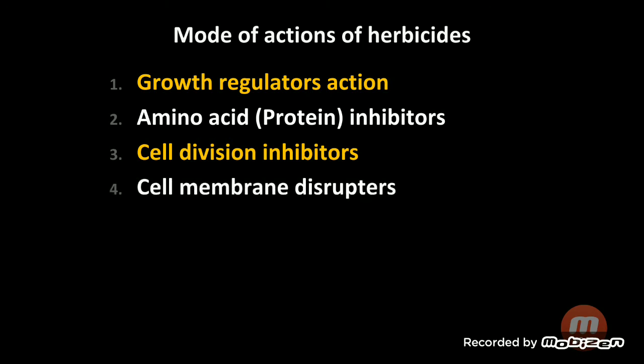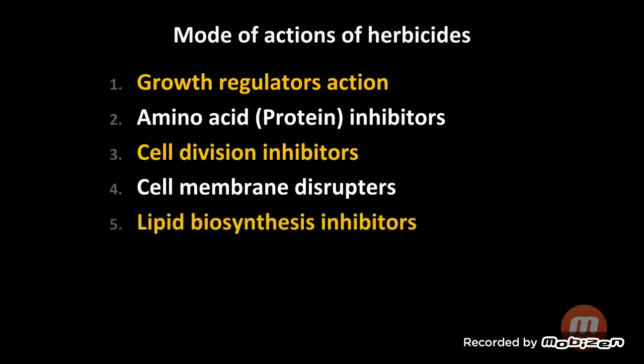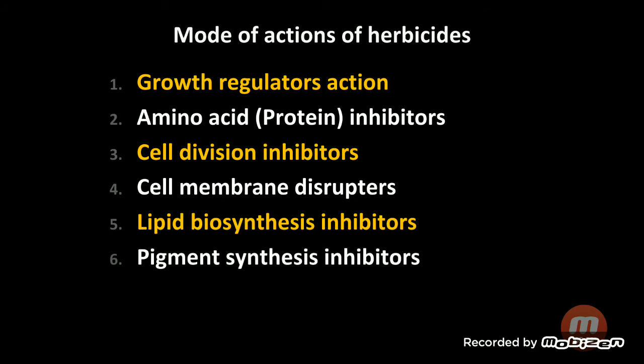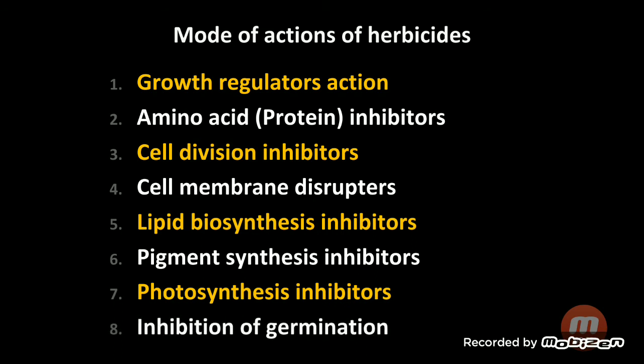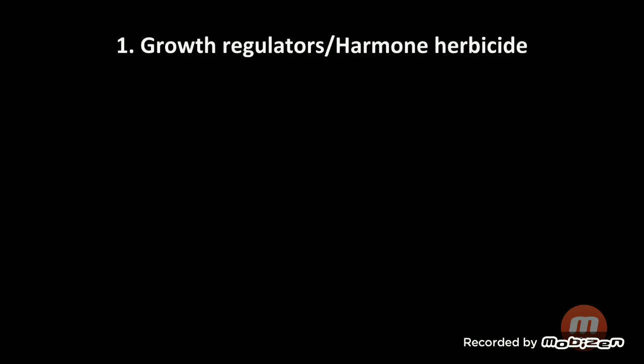Cell membrane disruptors, the herbicides which destroy the already established cell membrane. Lipid biosynthesis inhibitors, pigment synthesis inhibitors, photosynthesis inhibitors, they will stop photosynthesis, inhibition of germination process. So, these are some basic modes of action, we will discuss one by one.